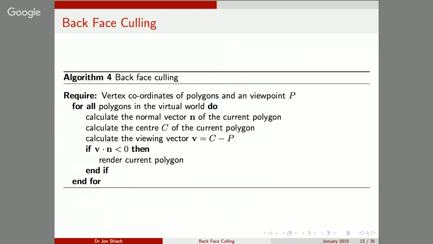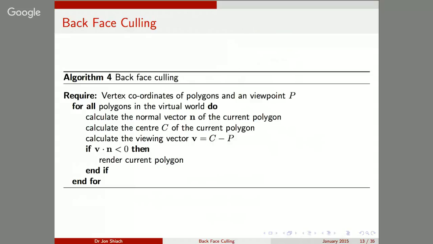And this is the method. This is the algorithm. What you do is you look at every polygon in your virtual world. This is after clipping, so you've got rid of what's out of view when you've clipped. All the remaining polygons you've got, you loop through them all, and you calculate the normal vector to the current polygon. You calculate the center. You calculate the viewing vector, which is the center minus wherever the viewpoint is.